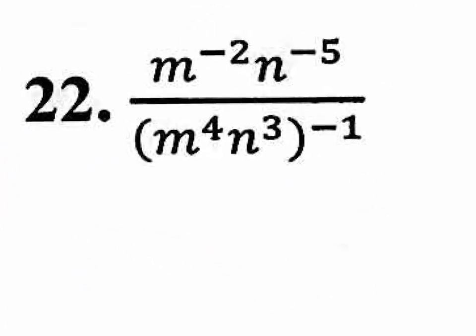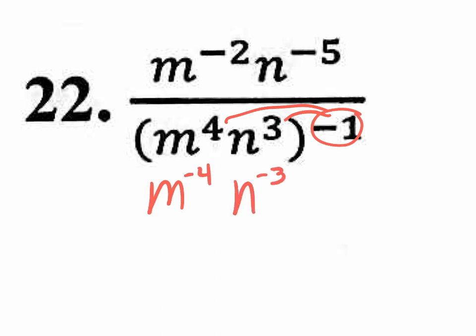Number 22. Once again, we're going to apply different rules. Rule 3, where you distribute, and then the other rule of negative exponents, where you move them from one side to the other. Let's first start with distributing. I'm going to multiply and multiply. So on the bottom, I really end up with an m to the negative 4, an n to the negative 3. Are you with me?